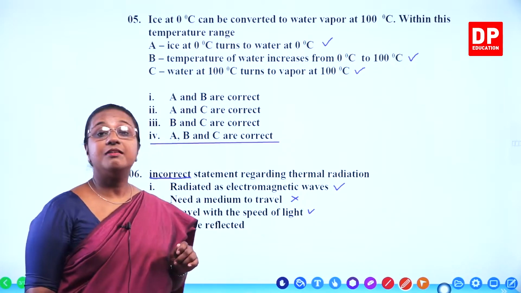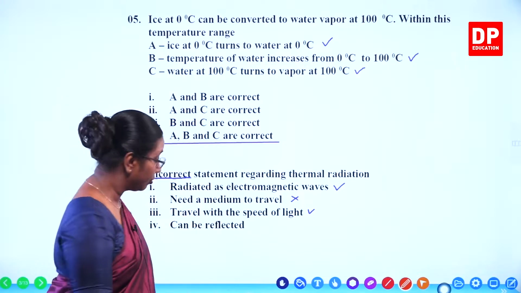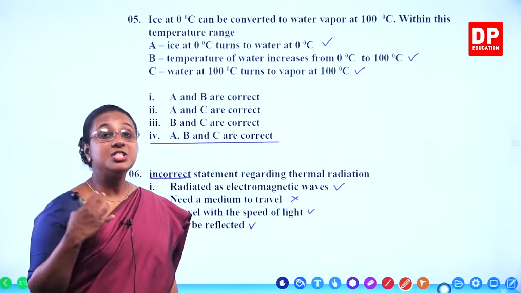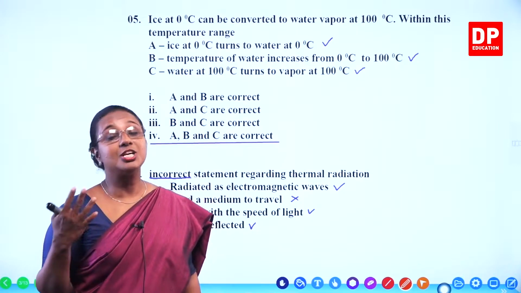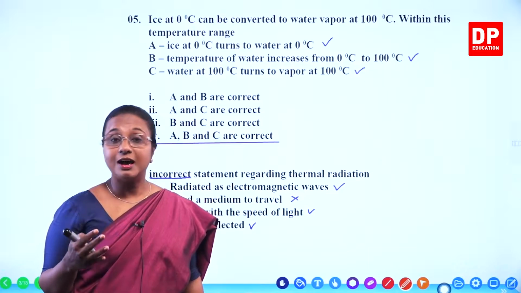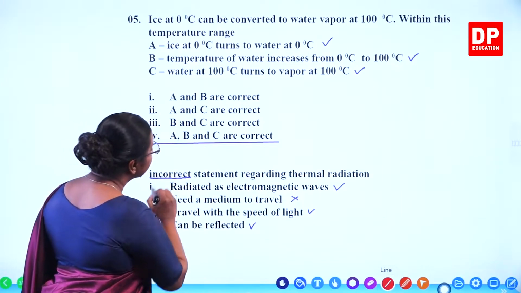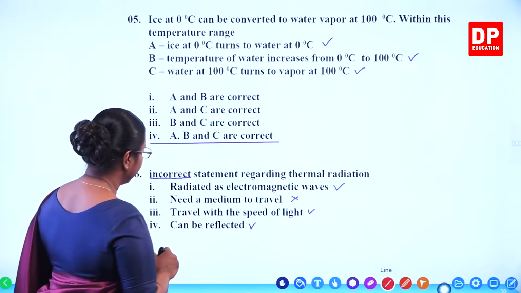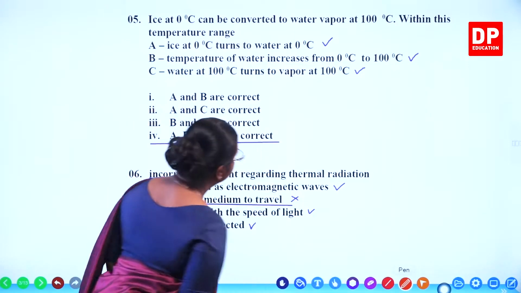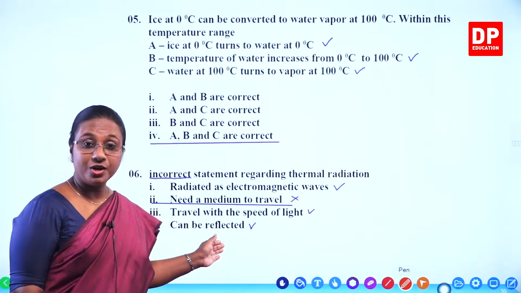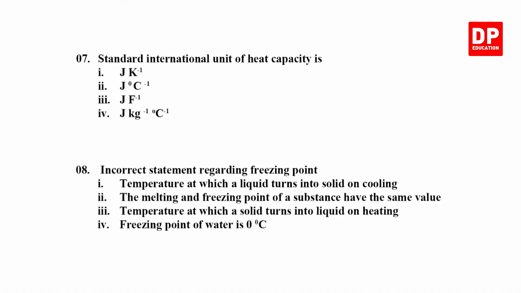And they can be reflected. The thermal radiation can be reflected. That is also correct. And you all can remember, students, shiny, light colored, smooth surfaces reflect radiation more compared to dark colored, rough surfaces. So they can be reflected. So the correct answer, that is the incorrect statement regarding thermal radiation, is that they need a medium to travel. So I am sure students, you also got all these answers correctly. So with that, we will move on to the next question.